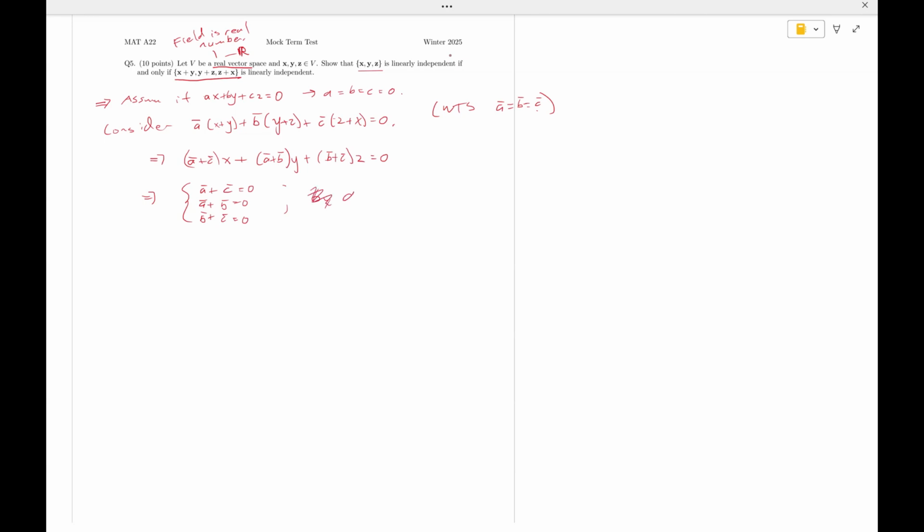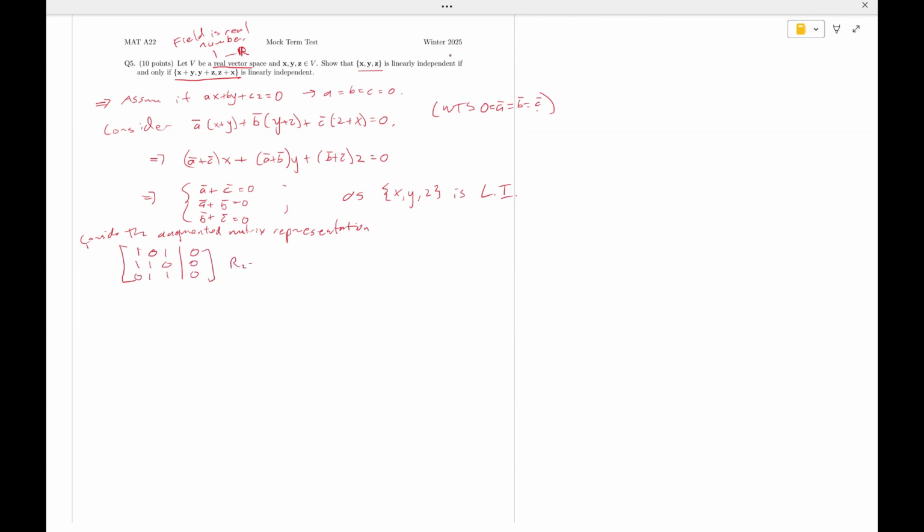This is because the set x, y, z is linearly independent. These are all equal to 0. So I'm going to solve this system of equations. So I'm going to consider the augmented matrix representation: 1, 0, 1, 0, 1, 1, 0, 0, 0, 1, 1, 0.